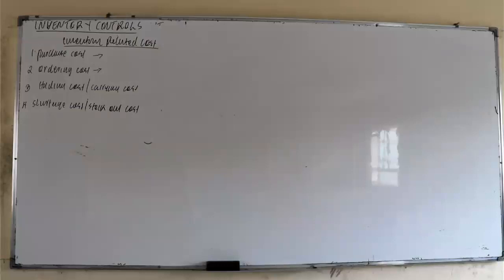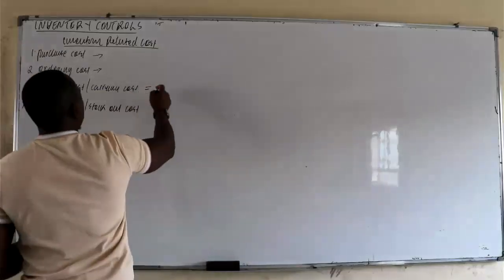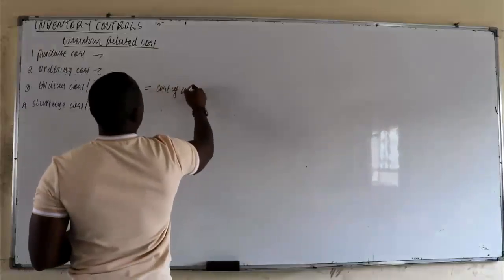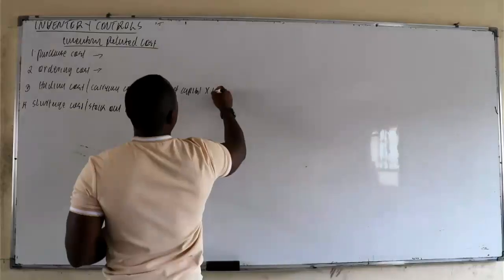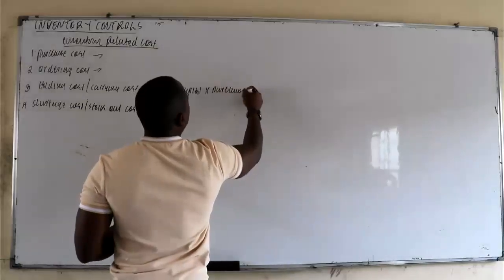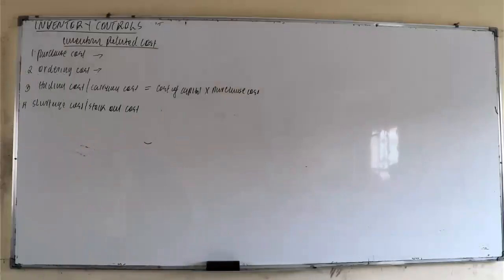Then we have the holding cost. What's a holding cost? Holding cost is a cost incurred whenever inventory is held in the store, e.g. the cost of capital. So that is the cost incurred whenever the inventory is held in the store, e.g. cost of capital. We also have the warehouse rent, insurance, storekeeper's wage, theft, obsolescence, etc.